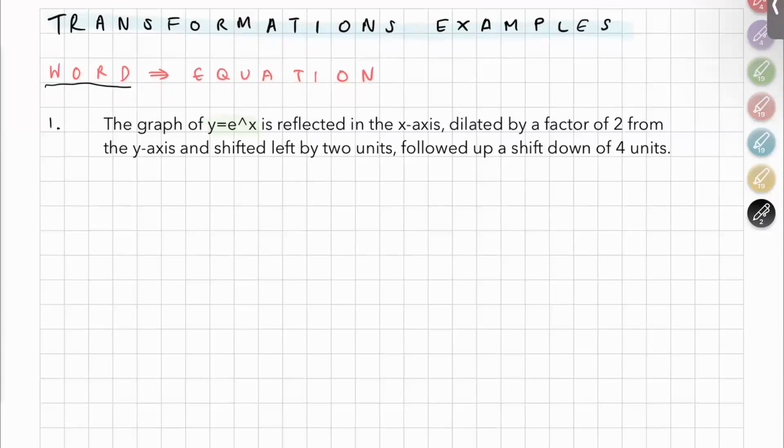So we have y equals e to the power of x reflected in the x-axis, dilated by a factor of 2 from the y-axis. So this is important. Look at your keywords. This is from the y-axis, shift to left, followed by a shift down of 4 units.